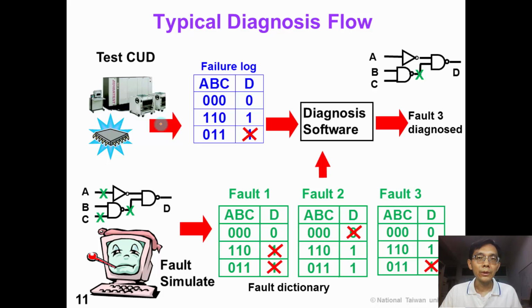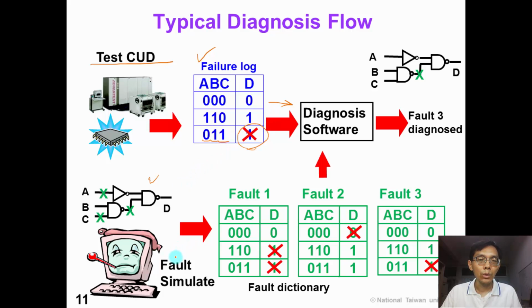So how do we perform diagnosis? This slide shows a typical diagnosis flow. We test the circuit on the tester. If the chip failed the test, we would obtain a failure log. For example, for this circuit, when we apply input 011, the good output should be 1. However, the chip failed this particular test. So we will send this information to our diagnosis software.